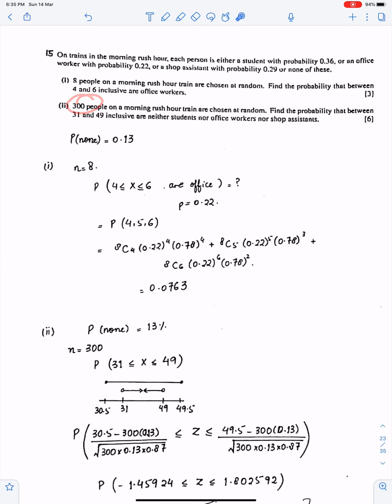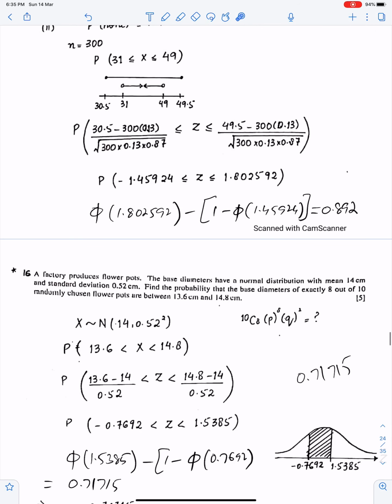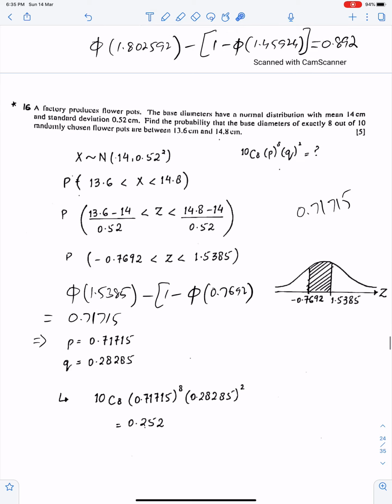300, this is the normal approximation between 31 and 49 inclusive. So the first number is 31, last is 49. Take the lower bound of this and upper bound of this. So this is 30.5, NP, NPQ, NP, NPQ. This will become phi and this will become 1 minus phi. And the final answer is 0.892.